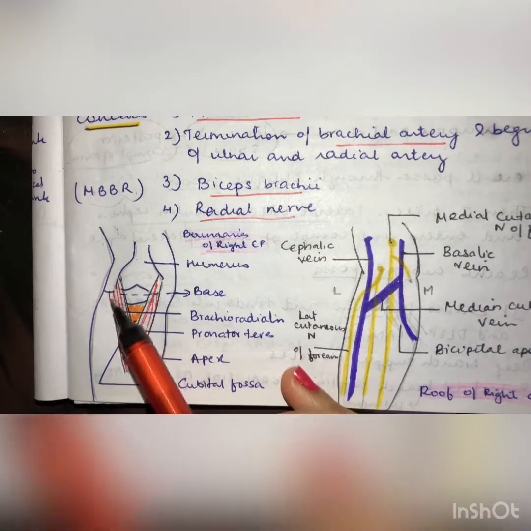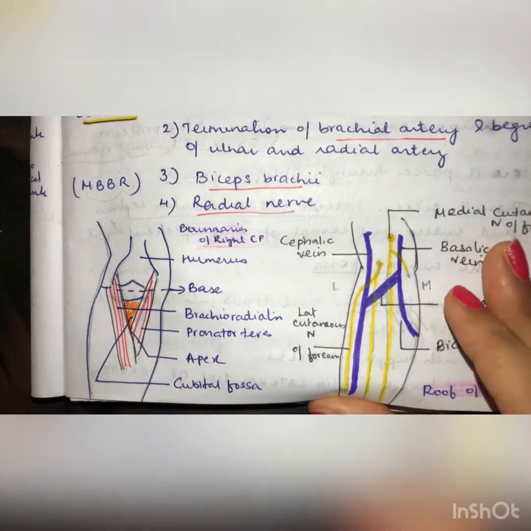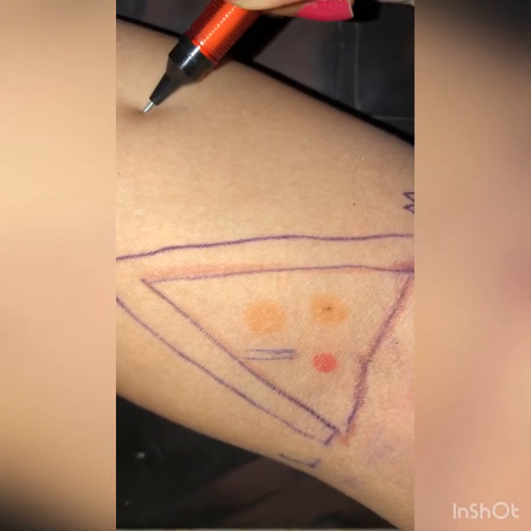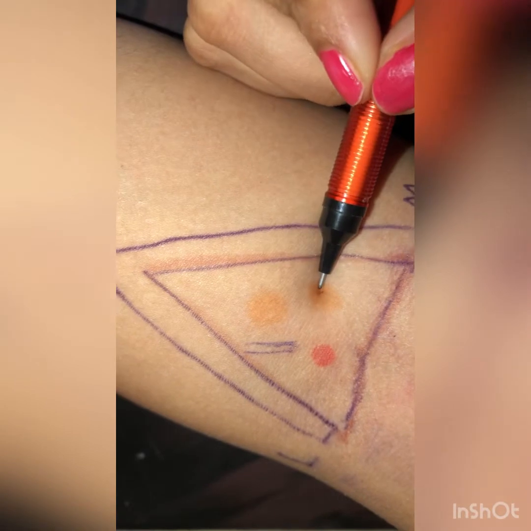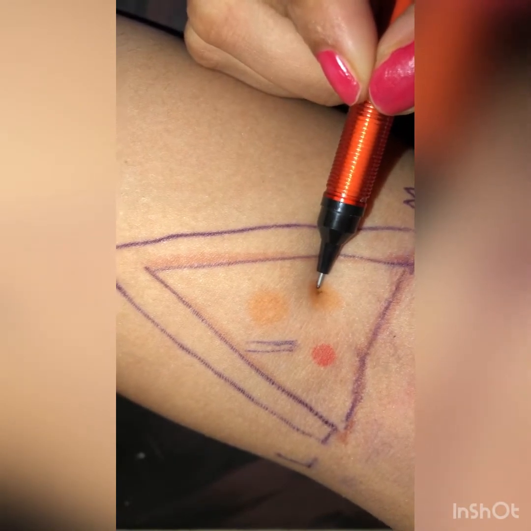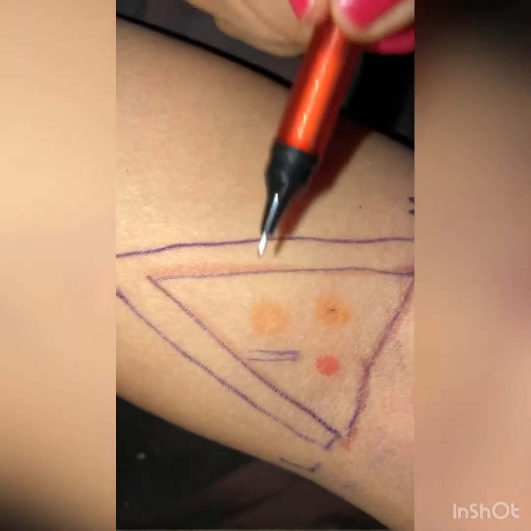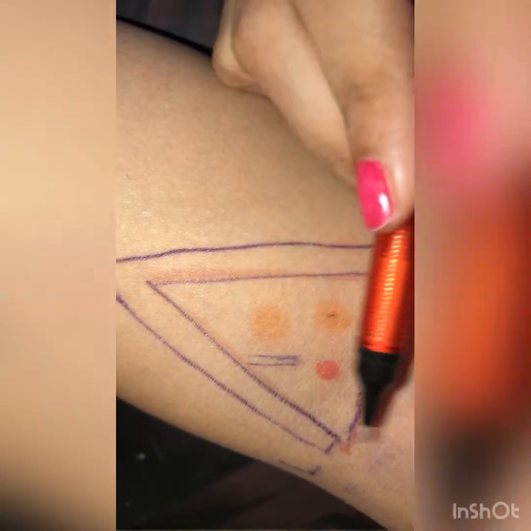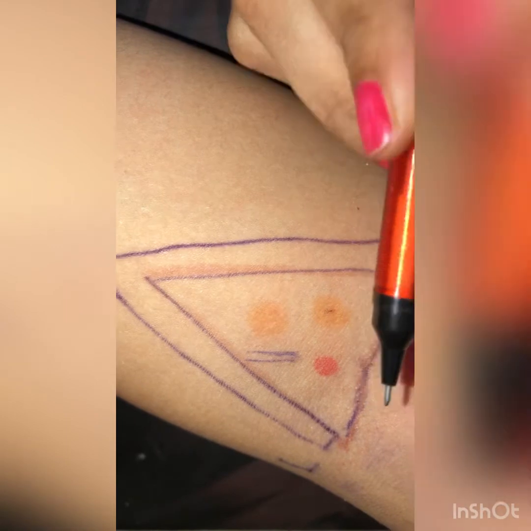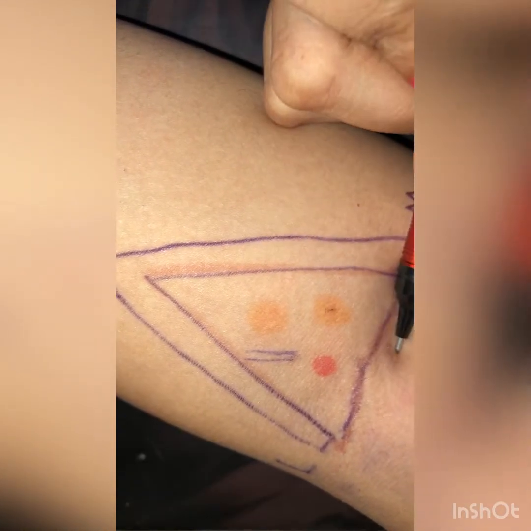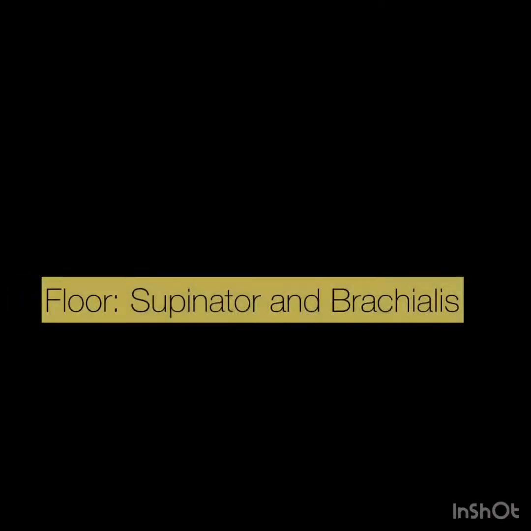The contents of the cubital fossa is MBBR. That is the median nerve, then the brachial artery, then biceps brachii, and the radial nerve. There are 4 contents in the cubital fossa: median nerve, brachial artery, biceps brachii, and radial nerve.